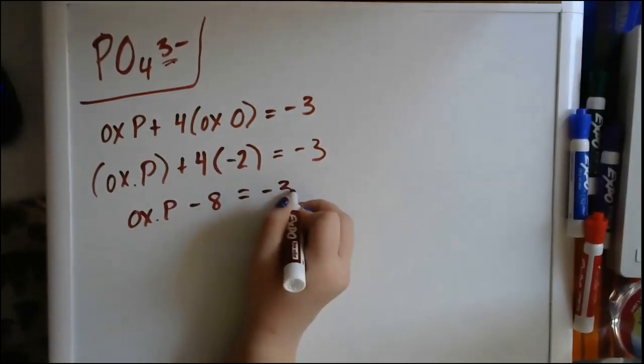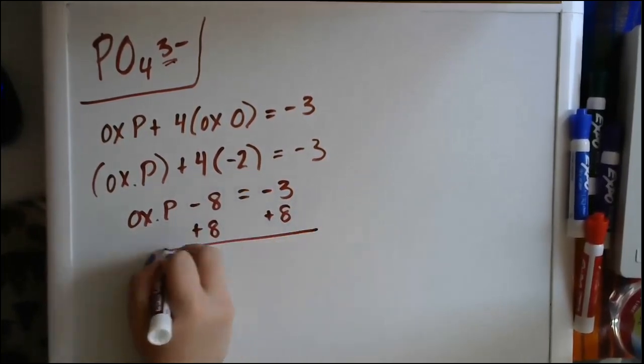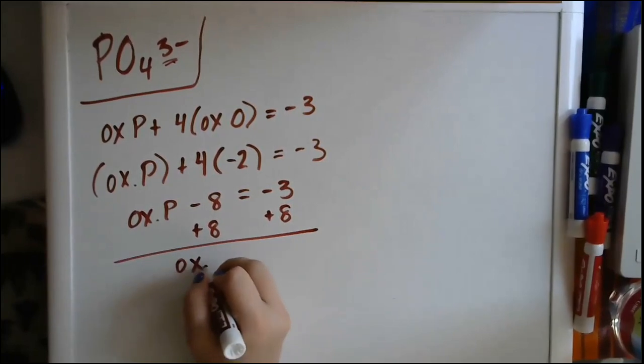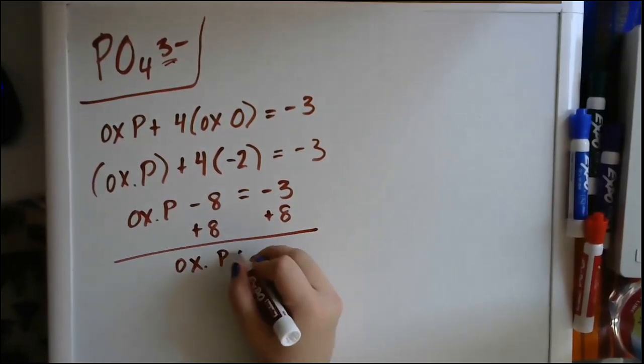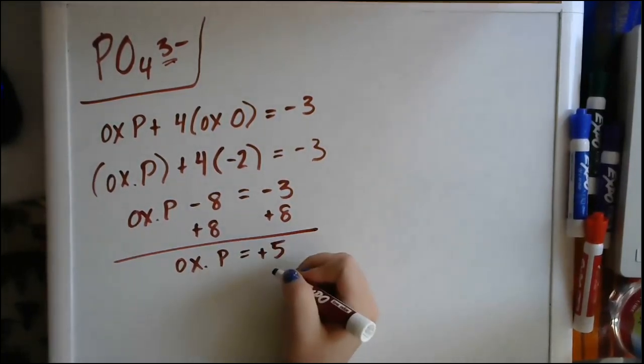That's going to equal -3. Let me add the 8 to the other side, and it turns out that the oxidation state of phosphorus in this polyatomic ion is +5.